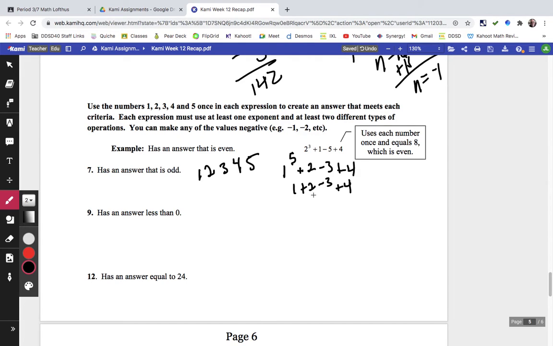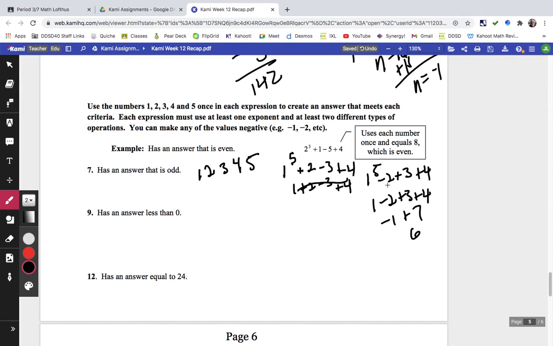So let's switch the 2 and the 3. That didn't work. Let's do 1 to the 5th power minus 2 plus 3 plus 4. So that's 1 minus 2 plus 3 plus 4. And that also didn't work because that made it even, because this is -1 plus 7, which is 6. All right.